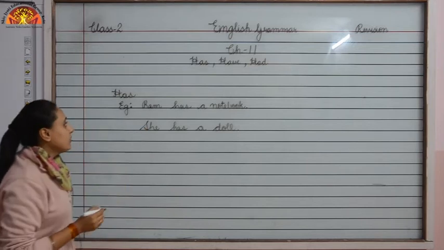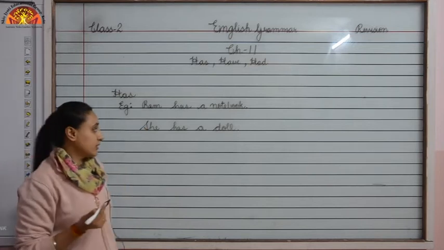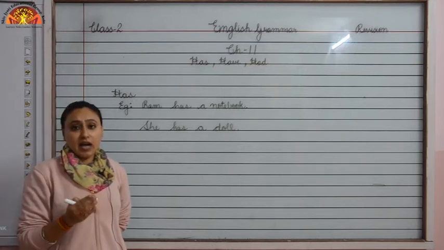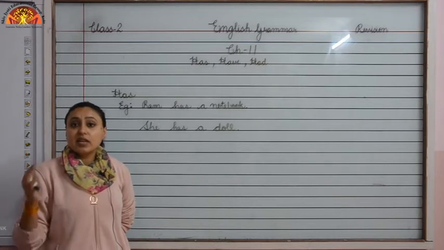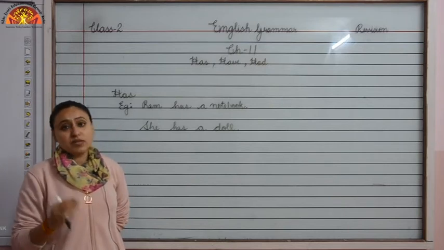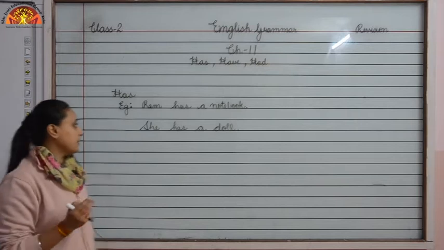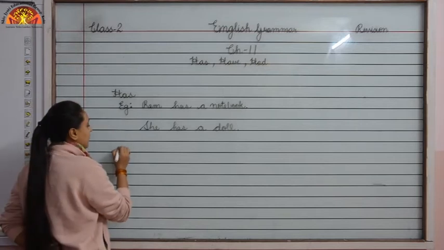Okay. Now we will learn about have. Okay, we use have with I, you, we, they and all plural nouns. Okay, what are plural nouns? Nouns which are more than one. Okay, now let us see example of have.